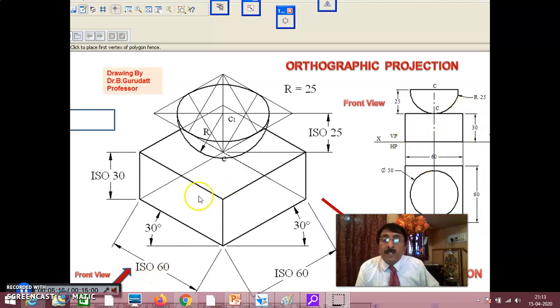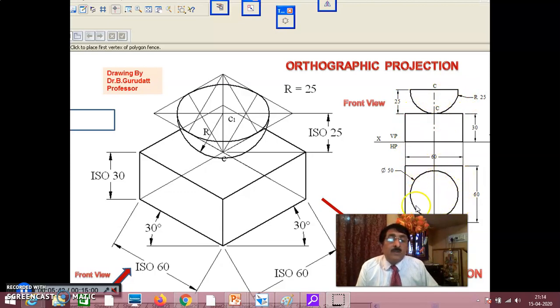Now, looking from here, go for the top solid. The top solid is a hemisphere of radius 25. That is why you go to a distance of 25 and draw a hemisphere with radius 25 here. In that way this front view is completed. Then draw the projectors down, and draw a circle of diameter 50.